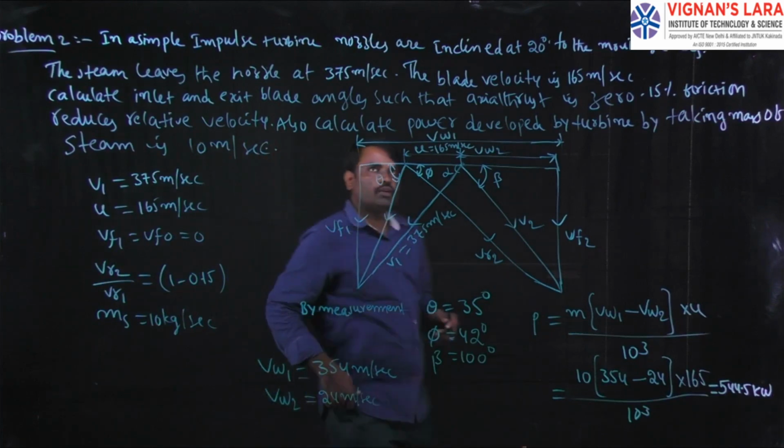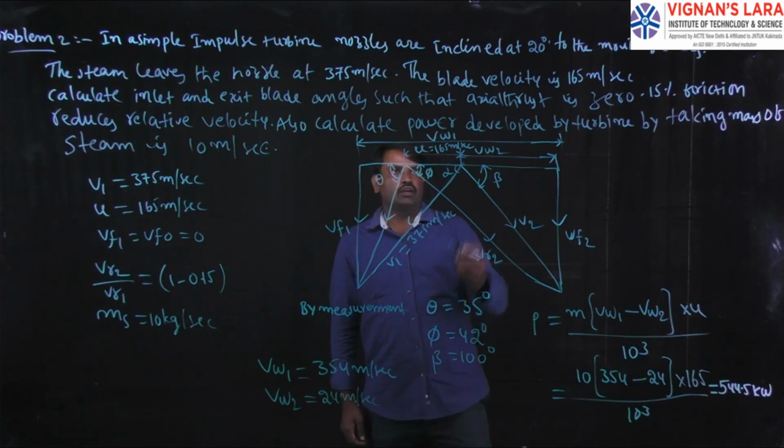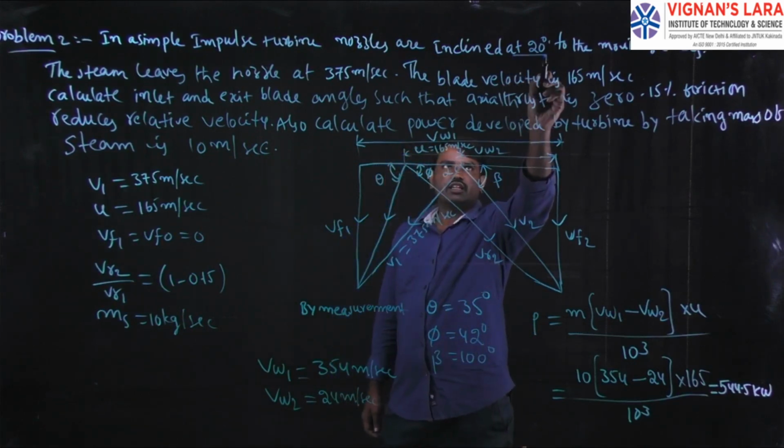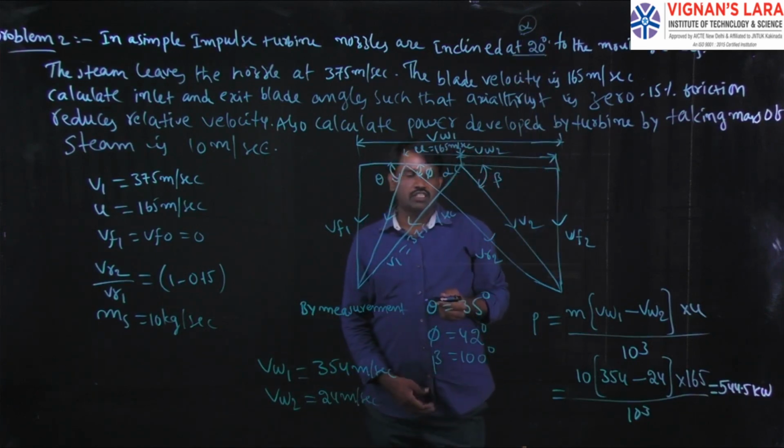Today we'll see another model problem on impulse turbine. In a simple impulse turbine, the nozzles are inclined at 20 degrees to the moving blades. The nozzle angle alpha is given as 20 degrees.